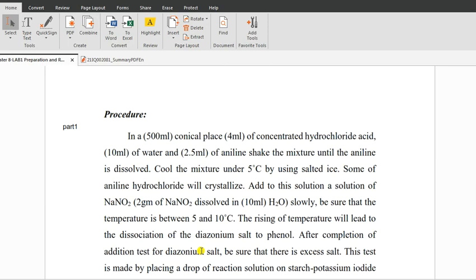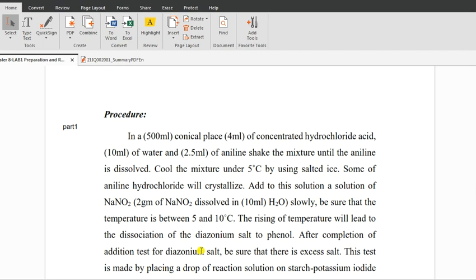Part 1. You need a conical flask. In this conical flask, put 4 ml concentrated HCl with 10 ml of water, and 2.5 ml of aniline. Then shake this mixture until the aniline is dissolved in the solution. Then cool the mixture under 5 Celsius by using an ice bath.